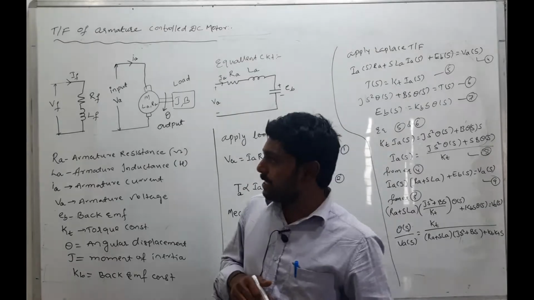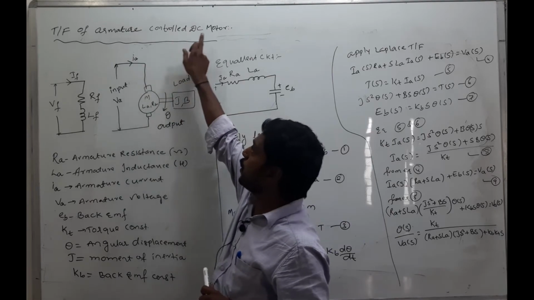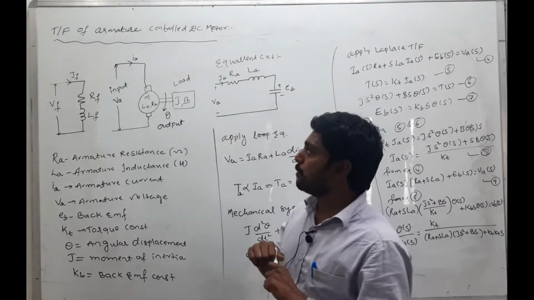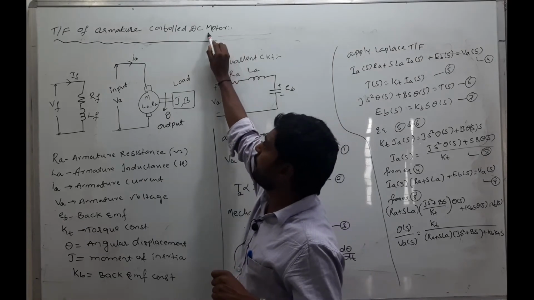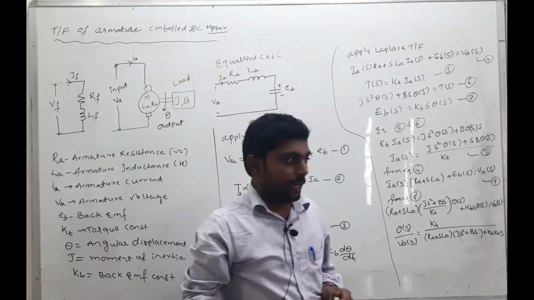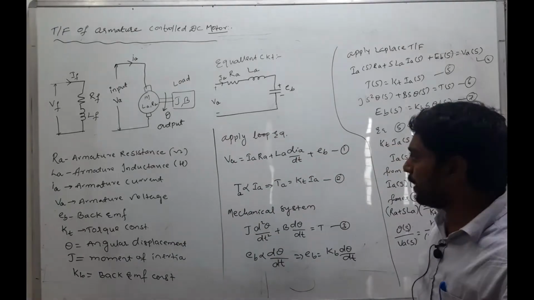The next topic is the transfer function of the armature control DC motor. The transfer function of the armature control DC motor. Here the motor, already we know. Okay? How can we control the speed of the DC motor? What does the DC motor speed depend on?